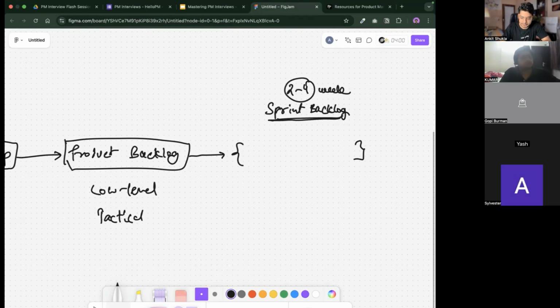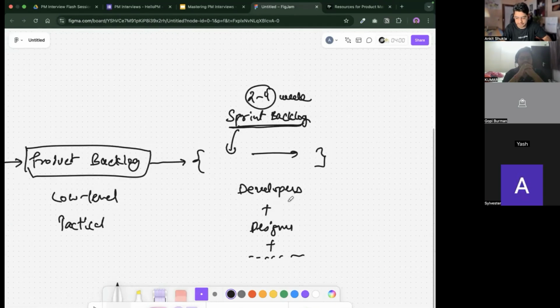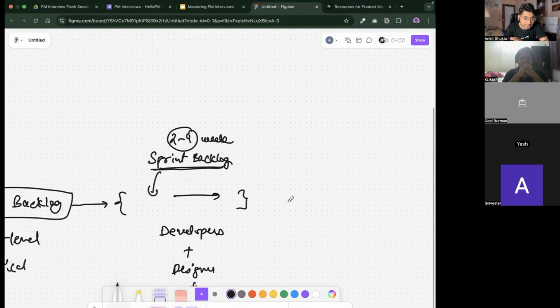Now we have done this. In this, we have a sprint backlog. We are going to release something. And here the major stakeholders are developers, designers, or maybe other people based on the kind of product that you are building. Once the product has been created, you will go ahead and work with the testing team, which is also one of the stakeholders.